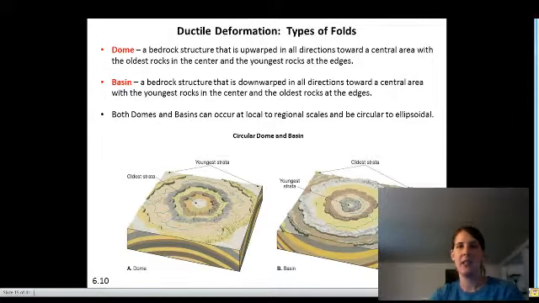And in a basin, you've got the downwarping. And what you'll have here is your oldest material is at the edges, and your youngest material is at the center. So domes, your oldest material is at the center. Basins, your youngest material is at the center. Both can occur at local or regional scales, and they don't always have to be circular. They can also be ellipsoidal.